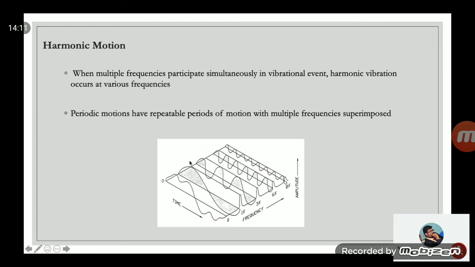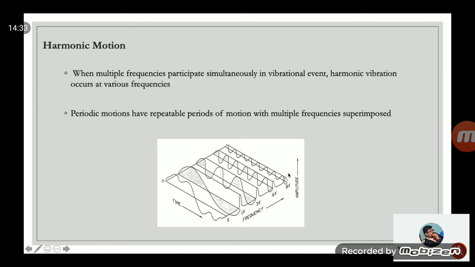You can see one here, single frequency, 1x. One node at the center, and then you have 3x. It should be 3 nodes. So 1, 2, and 3. So 3 nodes, so it's 3x, 3 times vibration. And 6x and 8x, and so on and so forth.